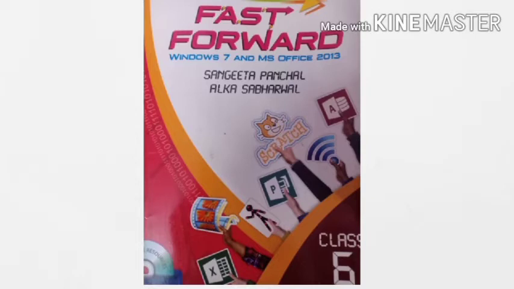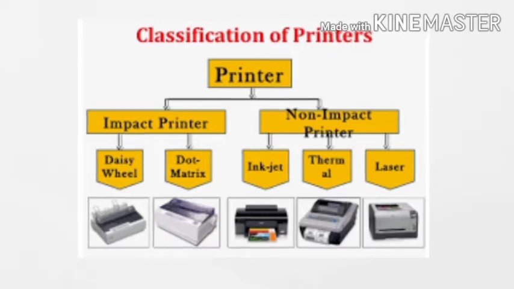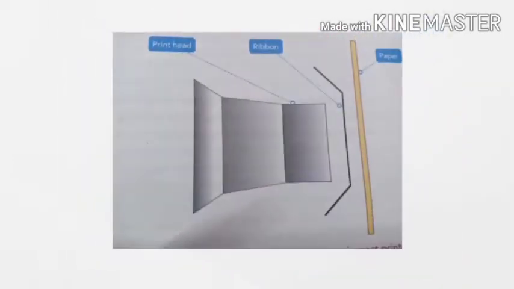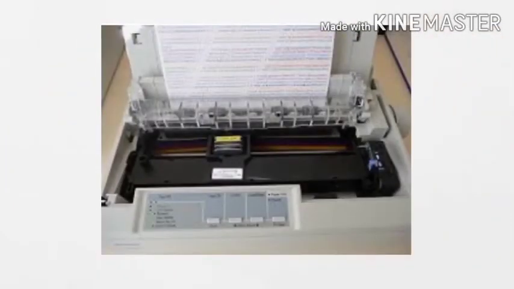Clear? So after the printer, there are mainly two types of printers. Printers are of mainly two types, that is impact printer or non-impact printer. Now what is an impact printer? An impact printer is a printer which actually impacts or contacts directly with the paper so that it prints. Clear? Here it strikes on the paper directly and prints.